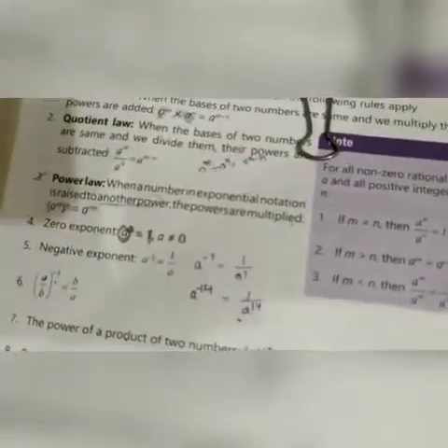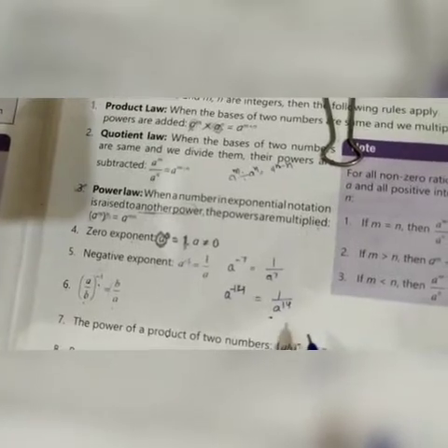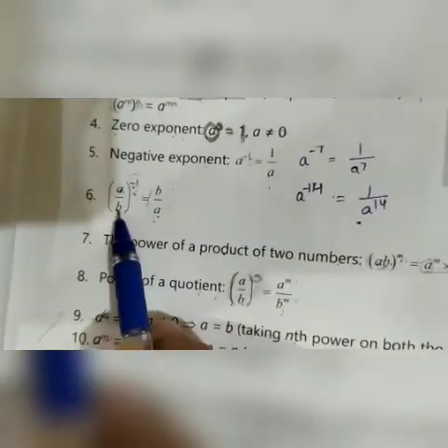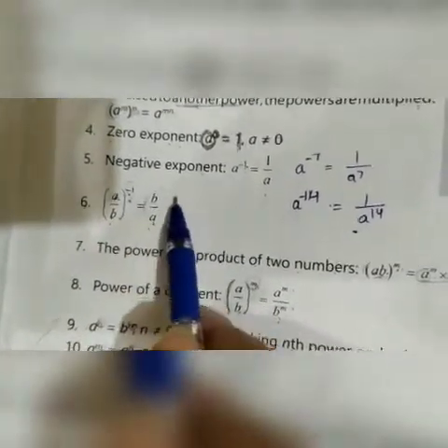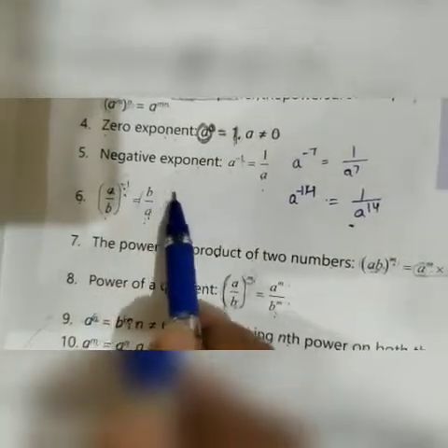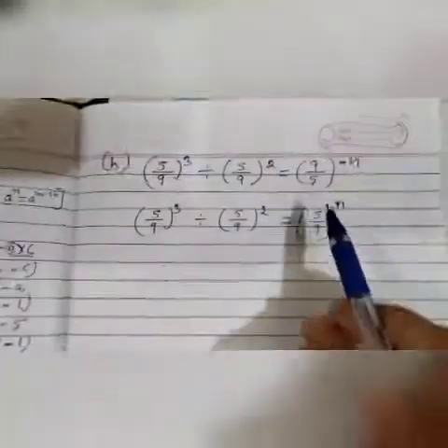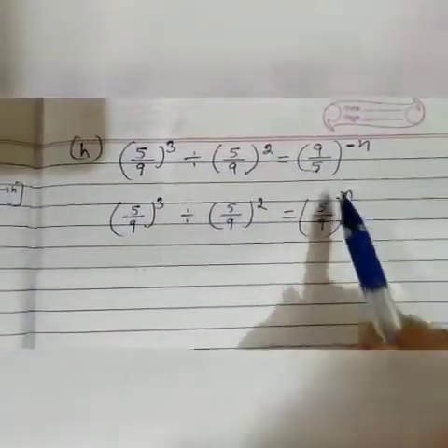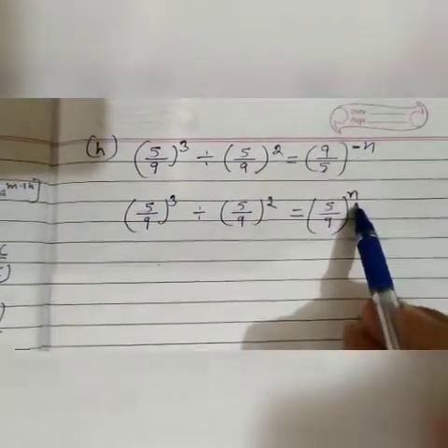See here. I am telling you, this one. Sixth law: (a/b)^(-1) is equal to b/a. If the power is negative, then we will write the reciprocal of the base. a/b will be written as b/a power 1. If it is minus 2, it will be plus 2. If it is minus 3, it will be plus 3. In the same way, we have done here: 9/5, we have written 5/9. Then the power will be positive.